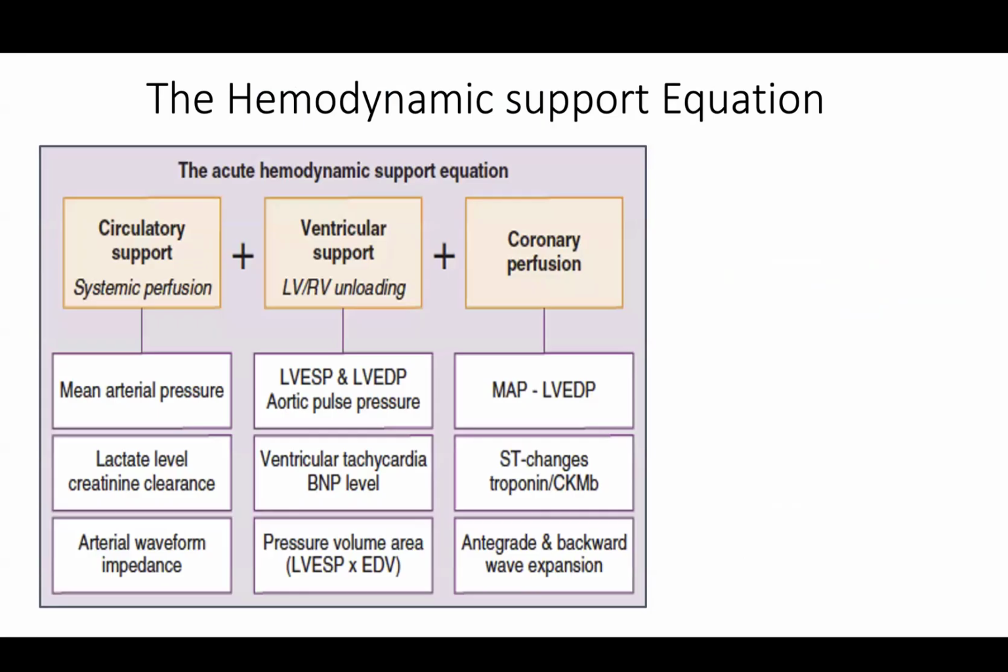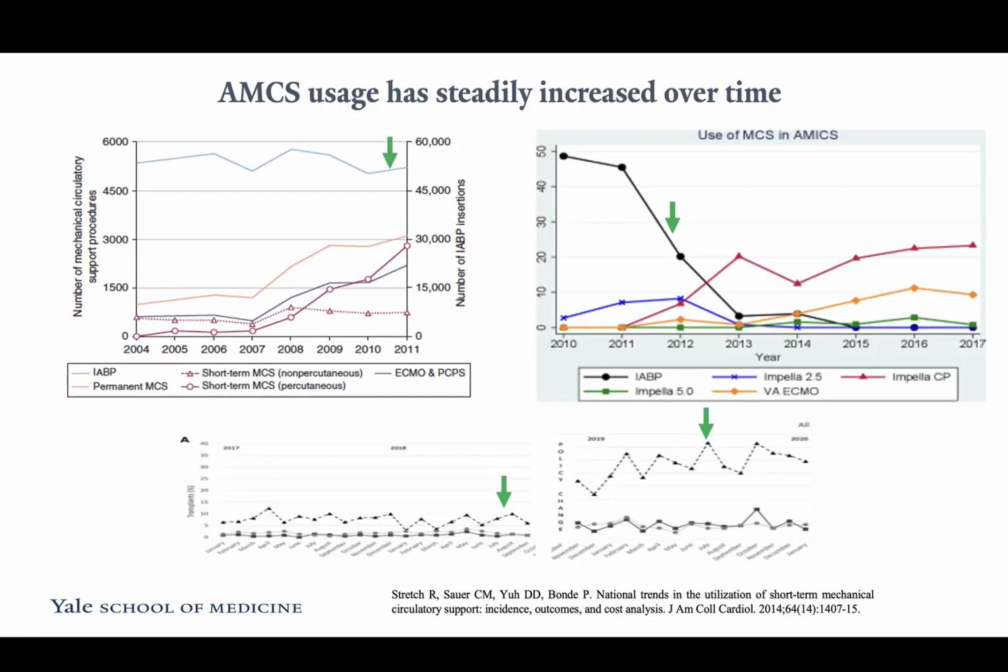So this is, on Davila, no, this is like NCDR administrative data of the use of MCS across the nation for AMI shock and from heart failure shock. I think the point of this slide is just that it's going up, right? So 5.5s, VA ECMO, cath lab based ECMO, and CPs.